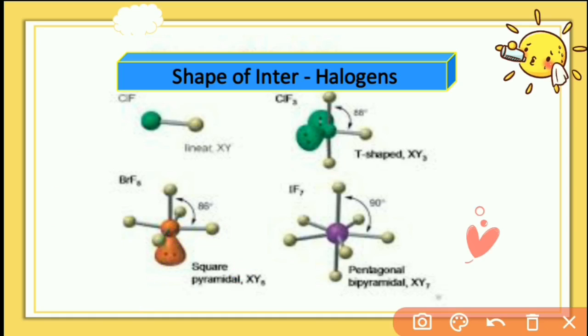Next type of interhalogen is X-7. So here also iodine has 7 electrons and all 7 electrons form bonds with fluorine, and its geometry is pentagonal bipyramidal.